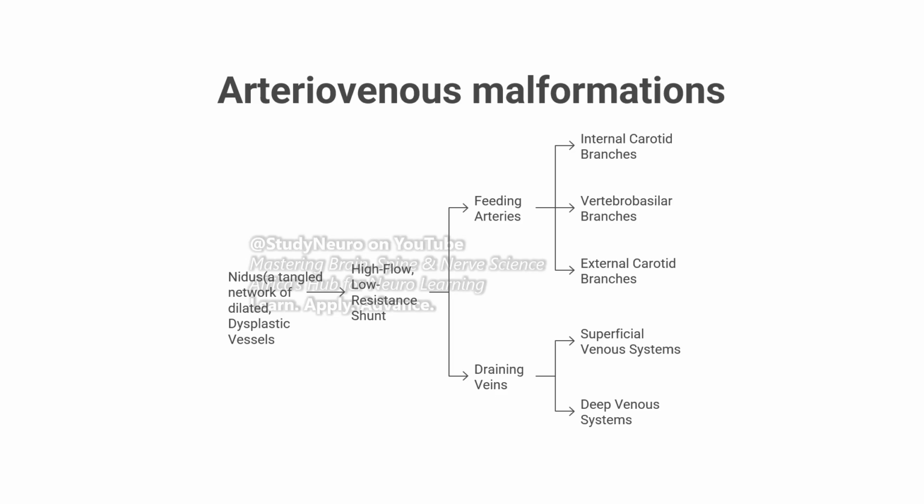Arterial feeders commonly arise from branches of the internal carotid artery, vertebrobasilar and external carotid arteries, including vessels like the middle and posterior meningeal arteries. Venous drainage may involve both superficial and deep systems, with the draining veins often appearing arterialized due to the abnormal hemodynamics. This unique vascular architecture accounts for the complexity and high-risk nature of arteriovenous malformations, making them a significant contributor to hemorrhagic stroke and neurological morbidity in affected patients.